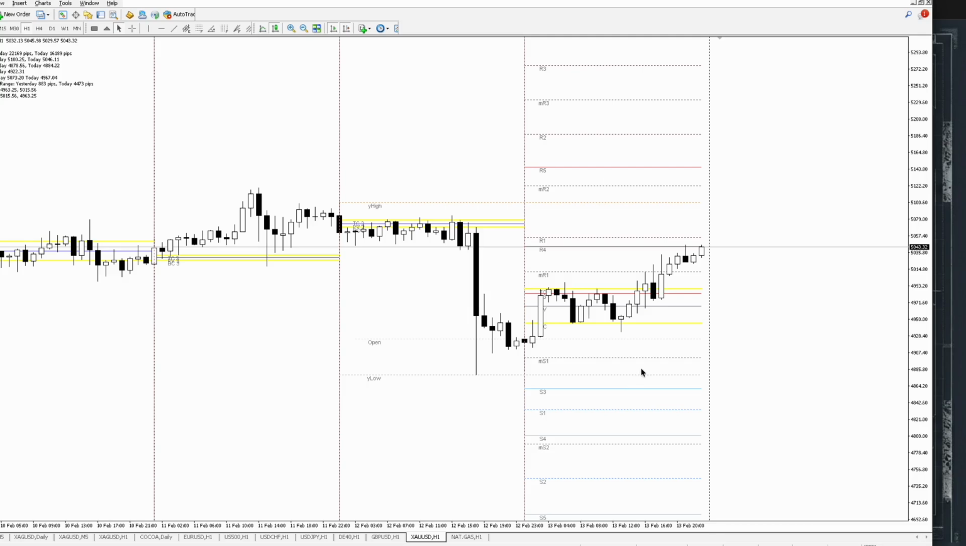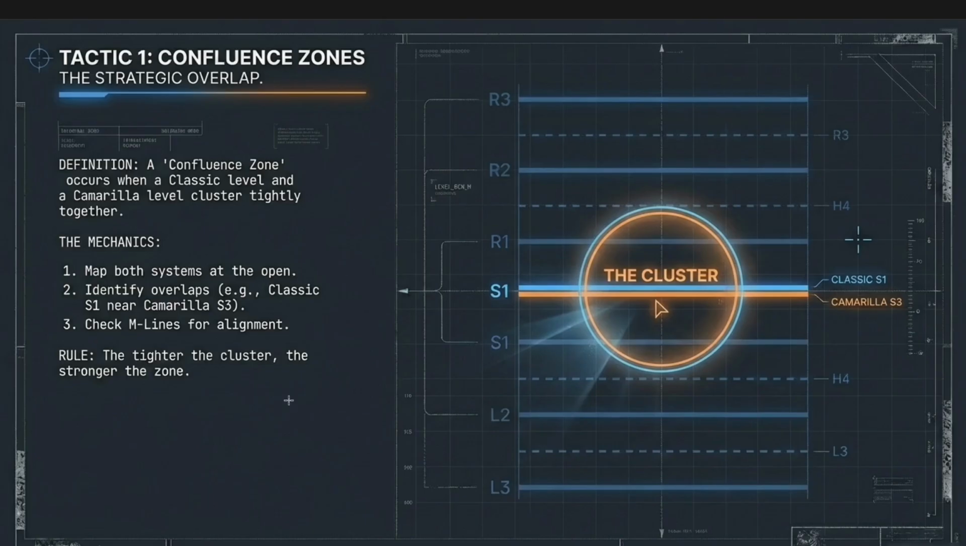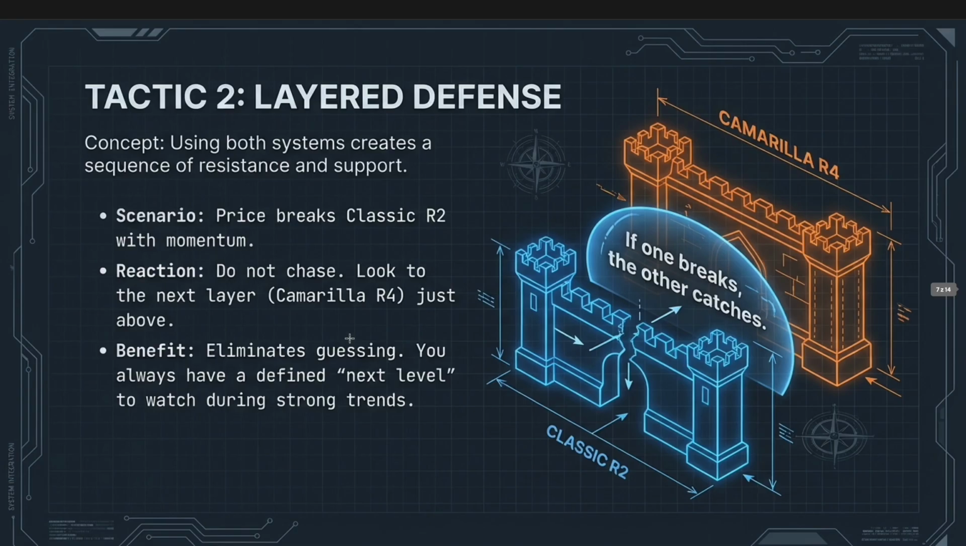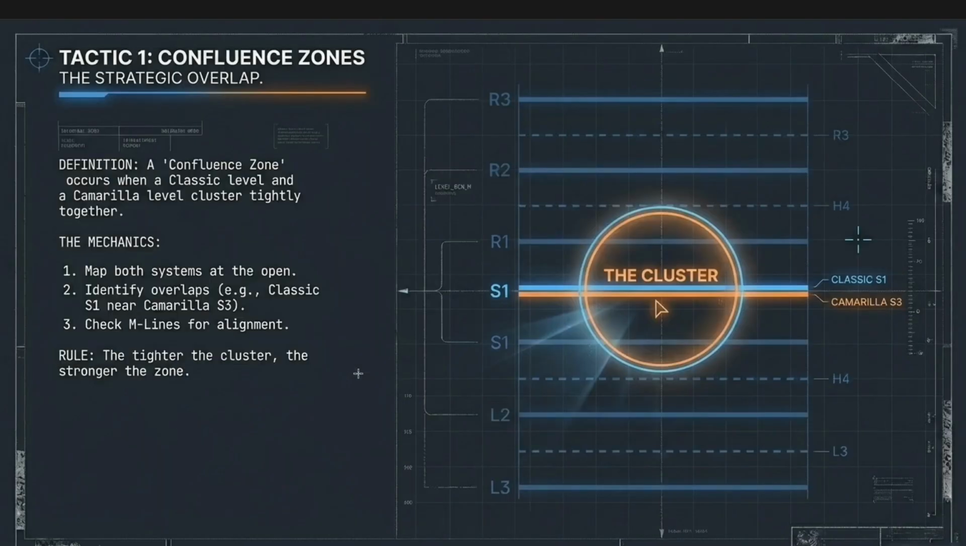Okay, now you know why we are using a combination of Camarilla and classic pivots. You know the levels. So let's move to some cases, and we will talk about two different approaches. First approach is using confluence. Second one is usage of a more layered approach. But let's start with confluence.